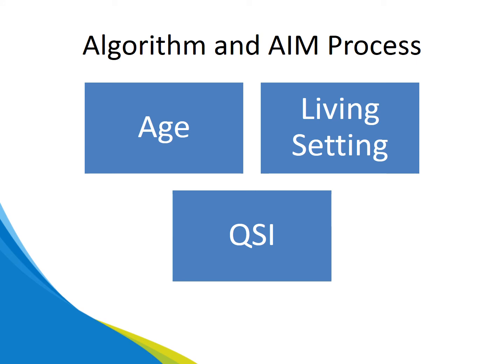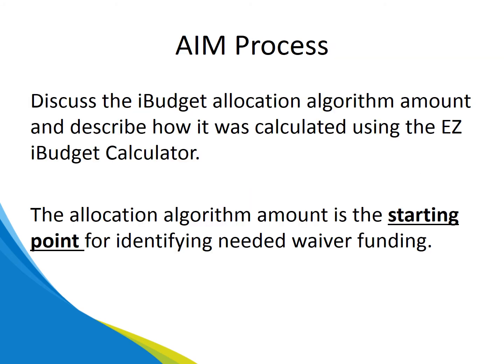The AIM worksheet is available online at apd.myflorida.com/iBudget/users.htm. The WSC may wish to schedule the AIM in conjunction with support planning. During the AIM meeting, the WSC must discuss the iBudget allocation algorithm amount and describe how it was calculated using the iBudget calculator. The iBudget calculator is a graphical picture of the elements used to calculate the algorithm.